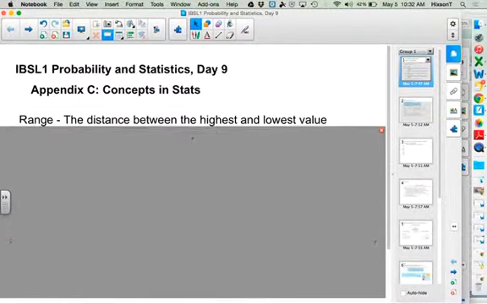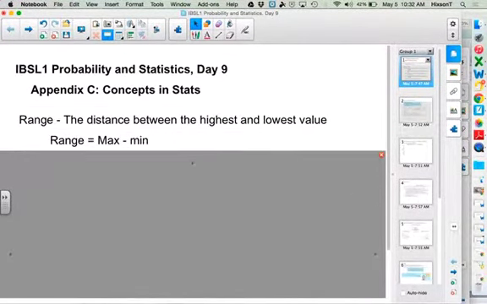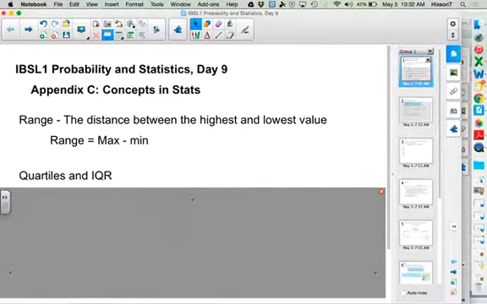The first term is actually a really simple one, but it's the range. The range of our data is just the distance between the max and the min. So you take the max score and subtract the min score, and that gives you your range. That's pretty simple. But then we have what are known as quartiles and IQR.